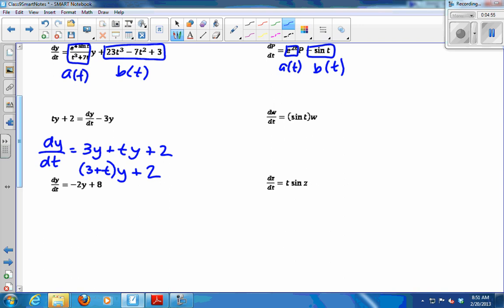Okay, let's do those two last. dy/dt equals negative 2y plus 8. Yes. Yep, a of t is -2 and b of t is 8. dw/dt is the sine of t times w. Yes, my a of t is sine t, and my b of t is 0. Just the function b of t equals 0. How about dz/dt equals t sine z? No, because sine of z is a nonlinear function in the dependent variable.